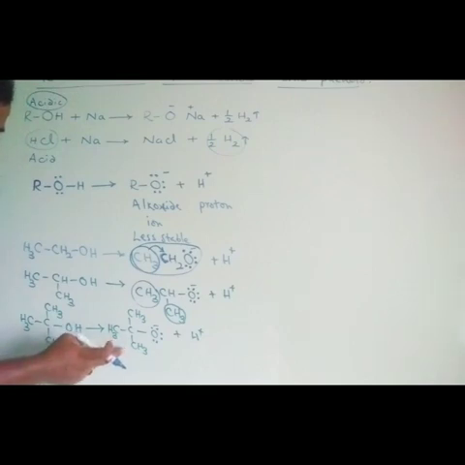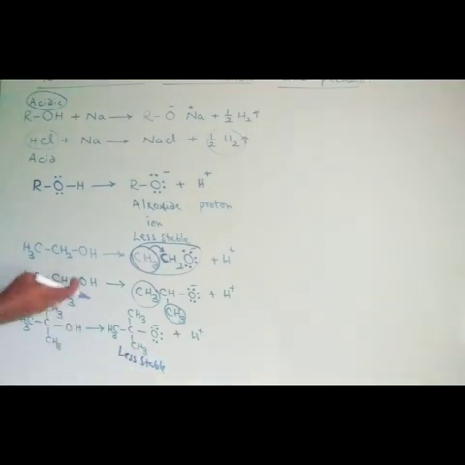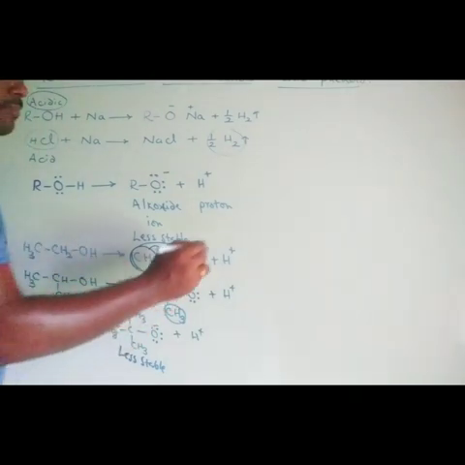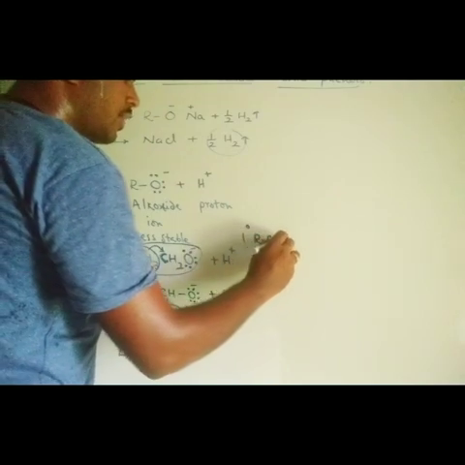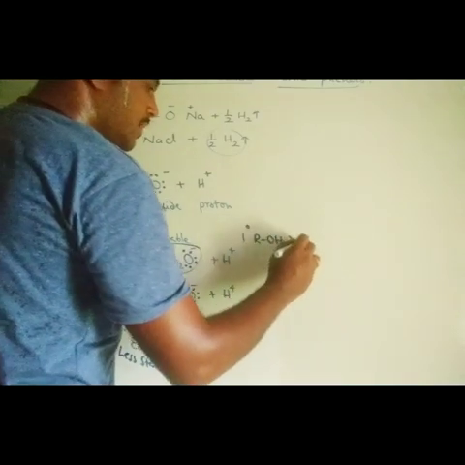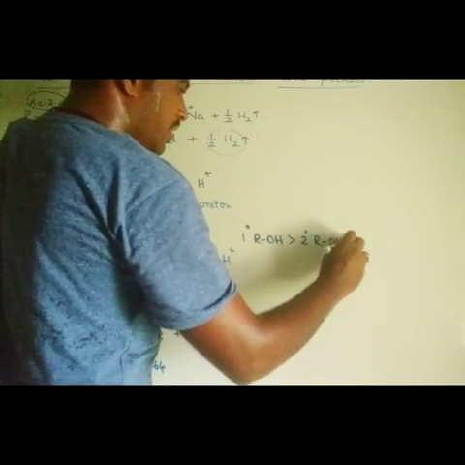The greater the stability of the alkoxide ion, the greater will be the acidic strength of its corresponding alcohol. So this is less stable, highly unstable. And this one will be relatively a little bit stable. And this one, the primary alkoxide ion, is even more stable. So according to that, primary alcohols are strongly acidic, then secondary alcohols, and then tertiary alcohols.